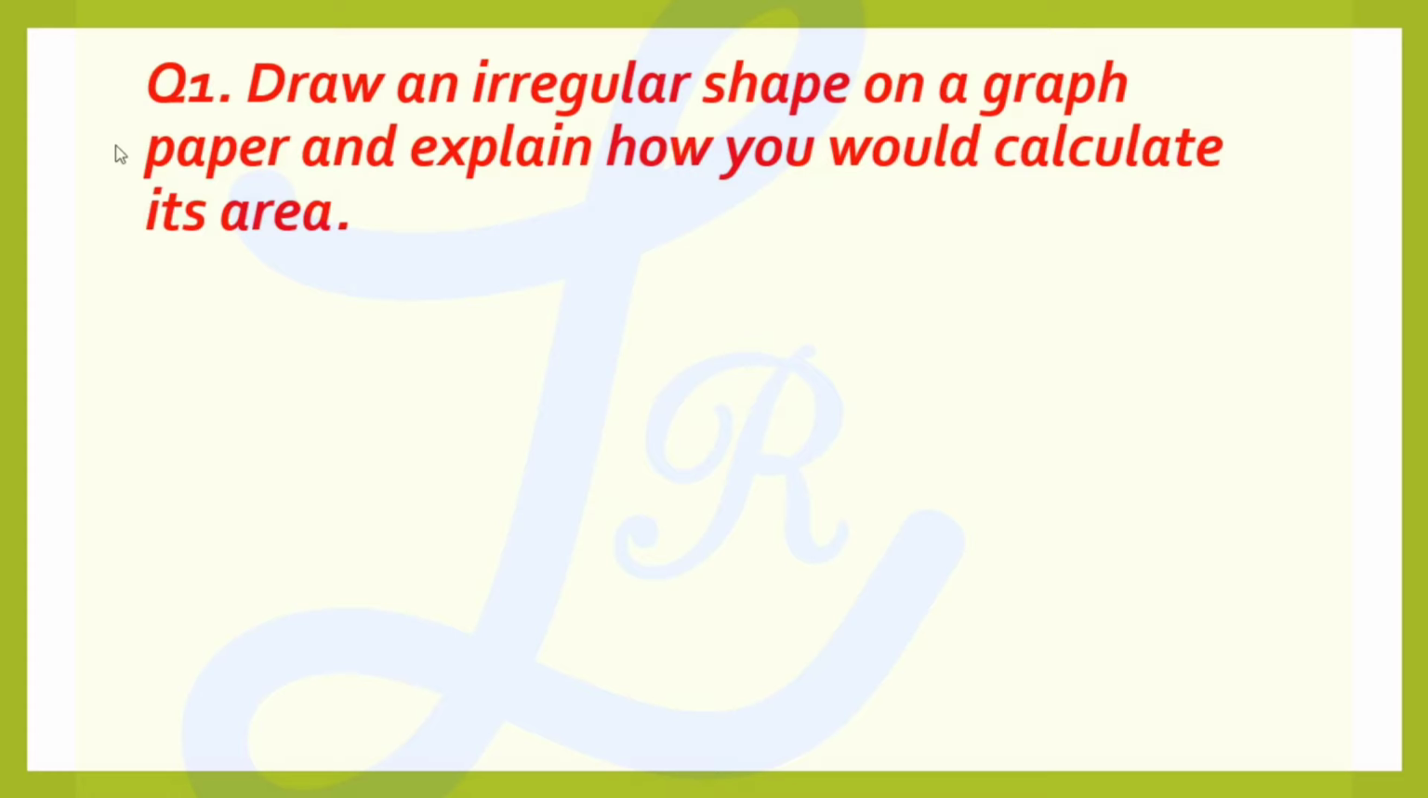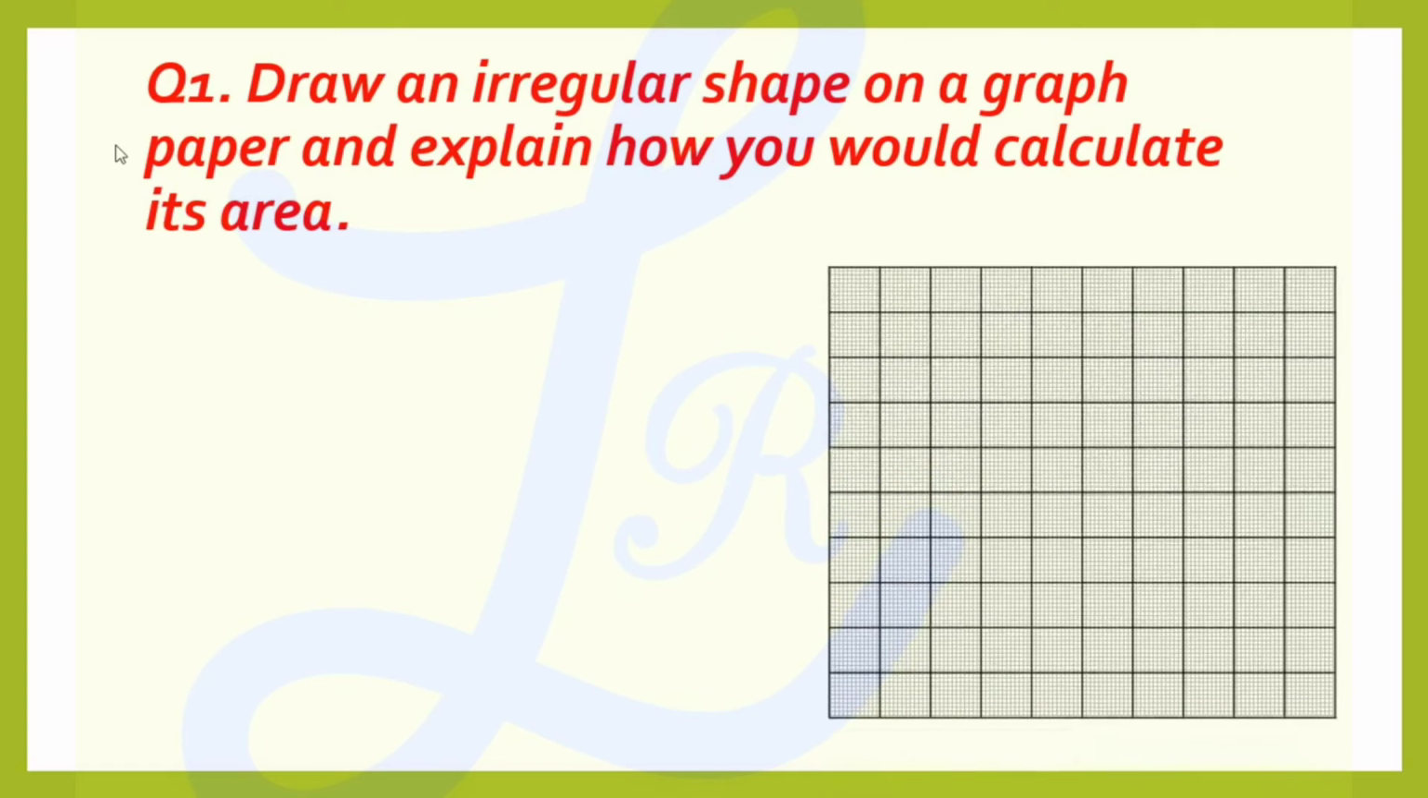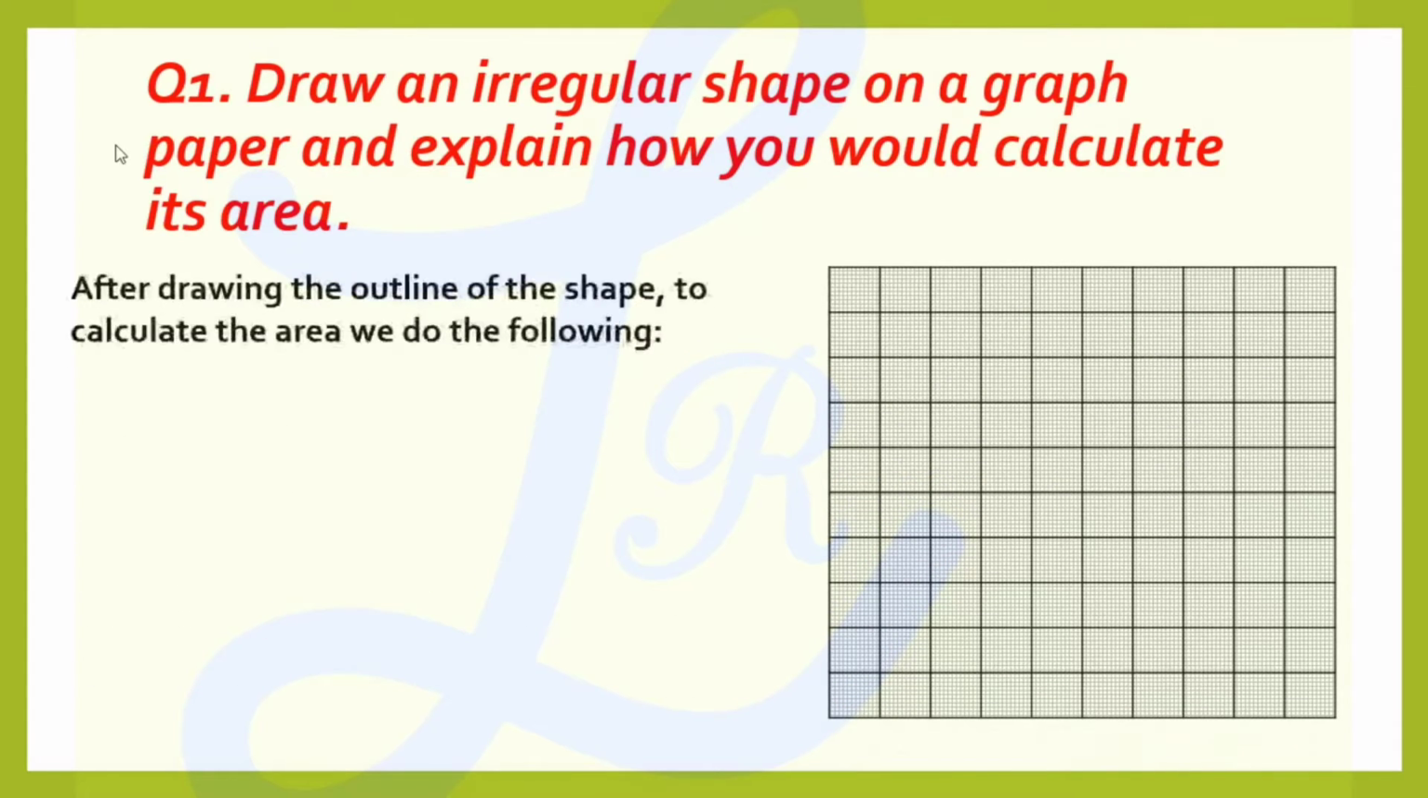Draw an irregular shape on a graph paper and explain how you would calculate its area. First of all, we need a graph paper, and on the graph paper we are going to draw the outline of the shape whose area we want to find out. After drawing the outline of the shape, to calculate the area we do the following.